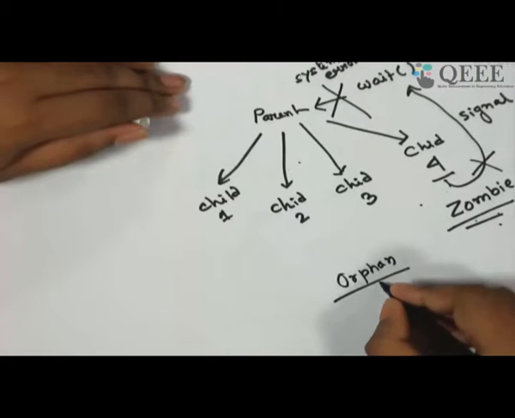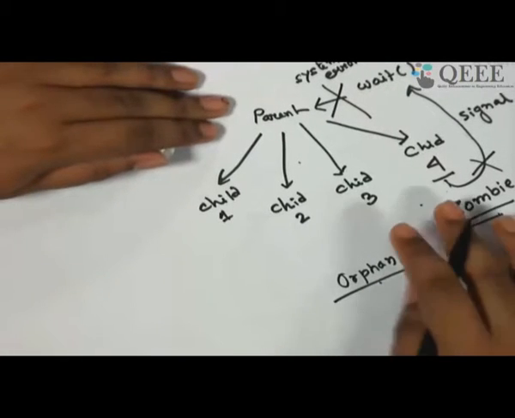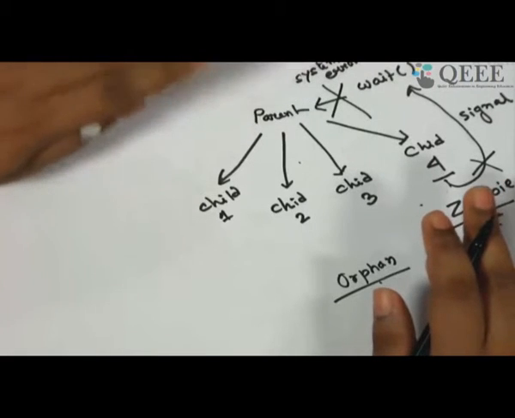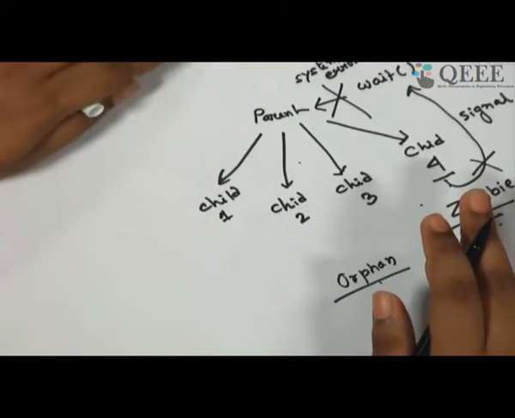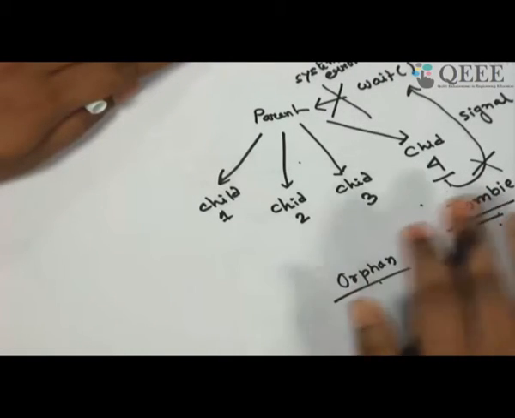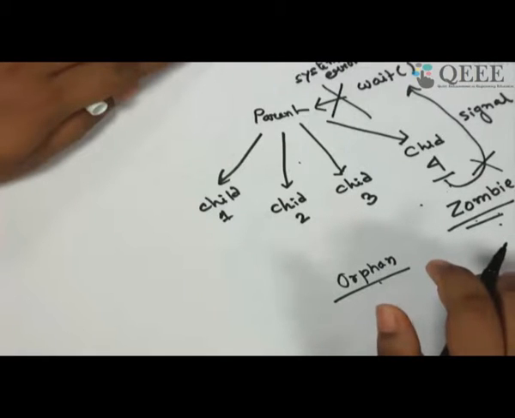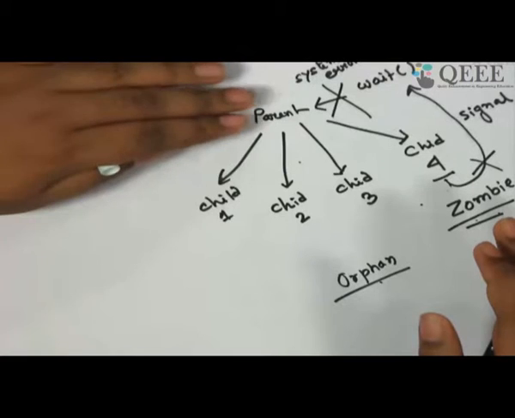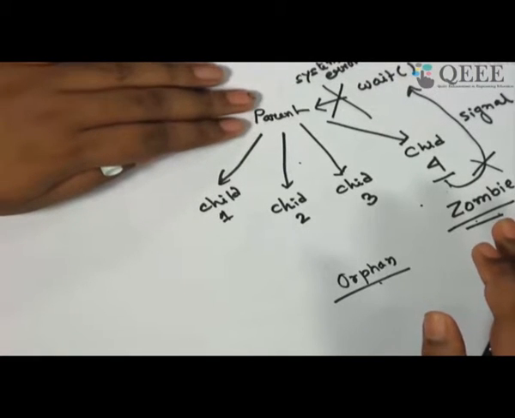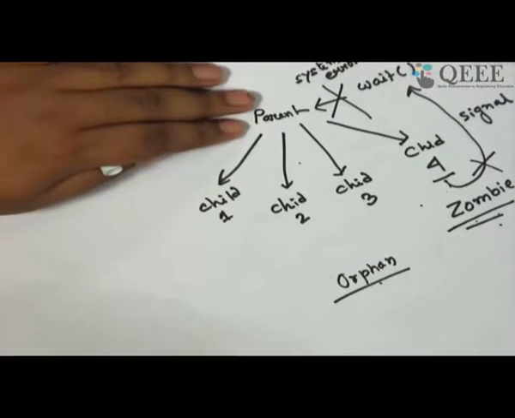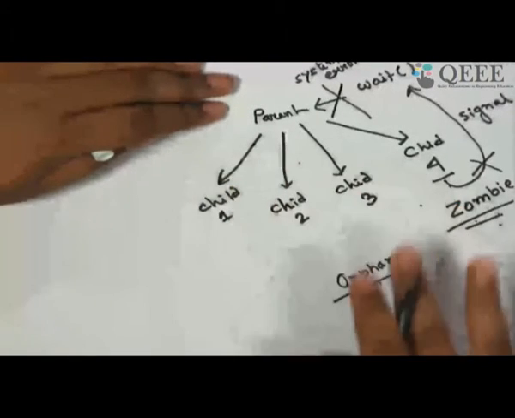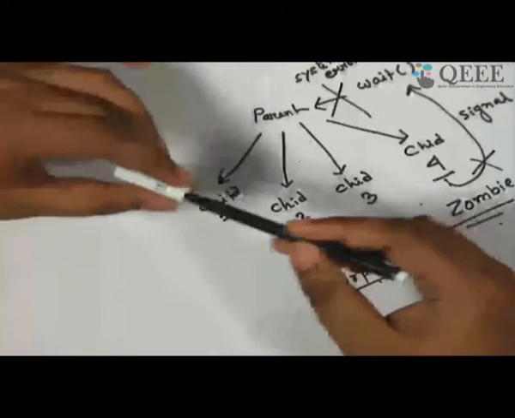In the case of an orphan process, the parent execution and the child execution are independent. Say the parent has executed first, so it has completed its execution and terminated. Now the children are executing independently, and by the time the parent has completed its execution and terminated, the children have not completed their execution. Under that scenario, the child doesn't have a parent, and we call those child processes orphan processes.